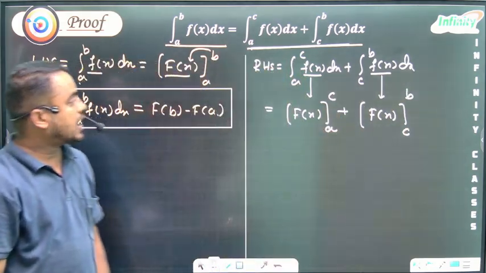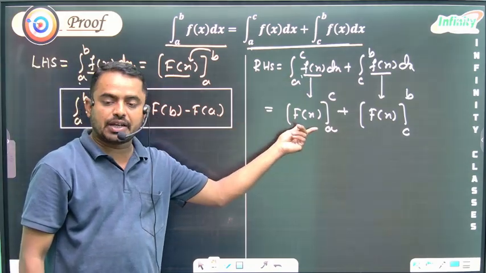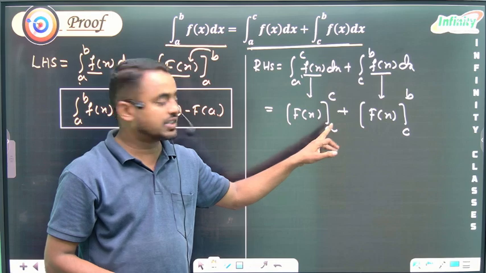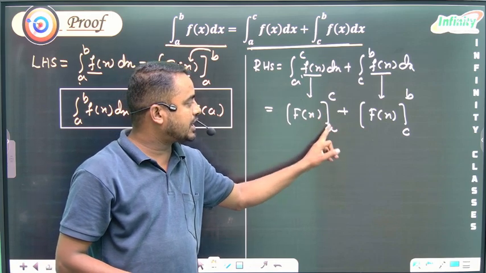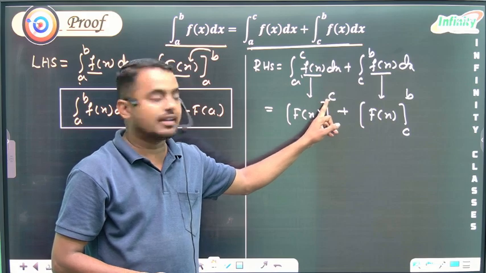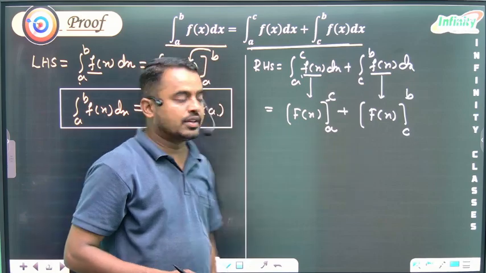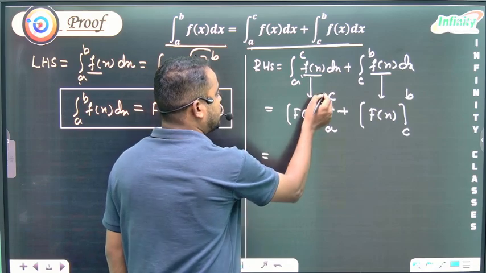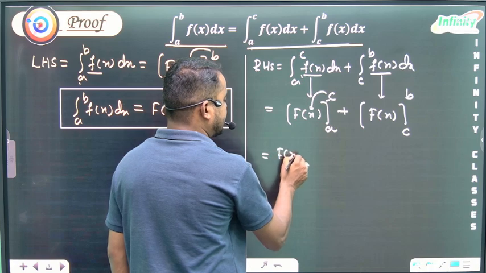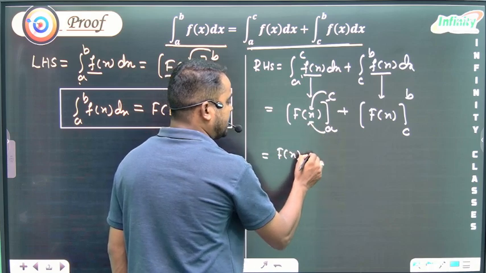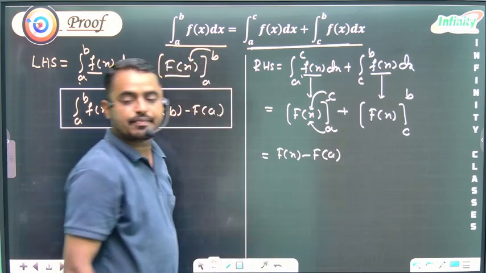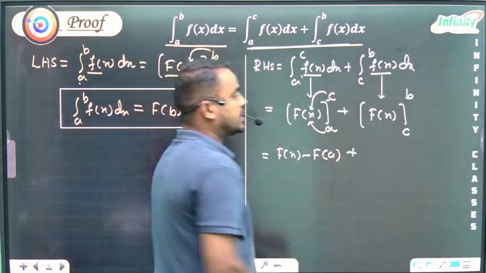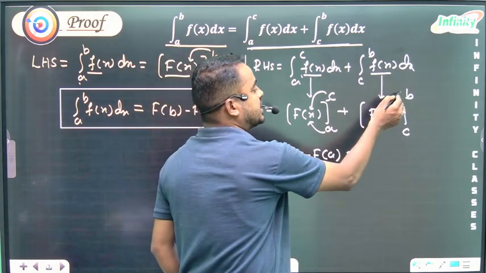After integration, integration of f of x is capital F of x, by the definition of integration, between the limits a to c, and c to b. By the second fundamental theorem of integral calculus, first substitute the upper limit in the place of x, and while substituting the lower limit keep the minus sign first. So upper limit F of c and lower limit F of a, then plus F of b, the upper limit is b.